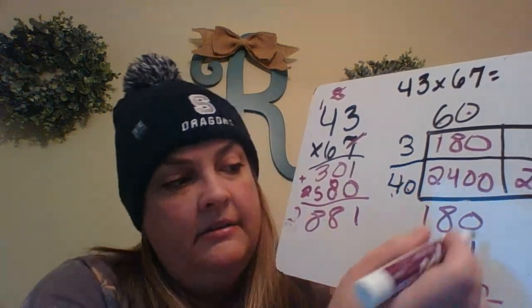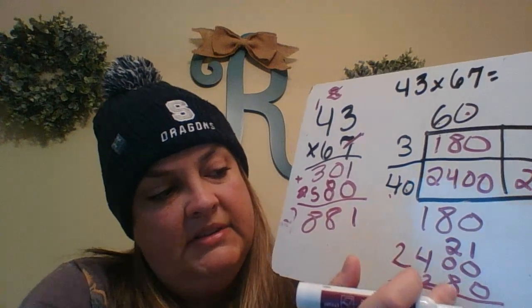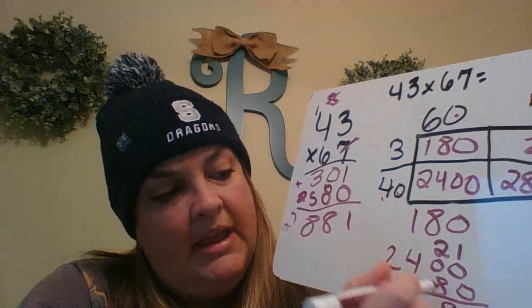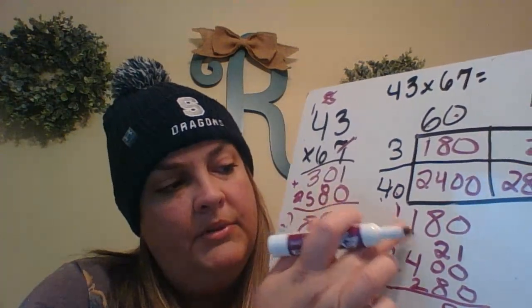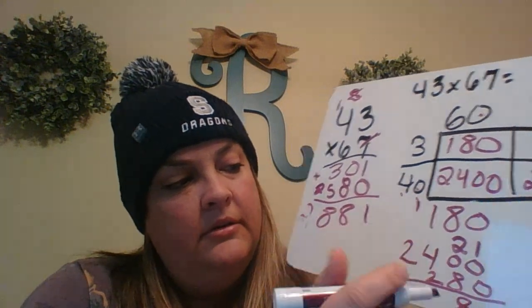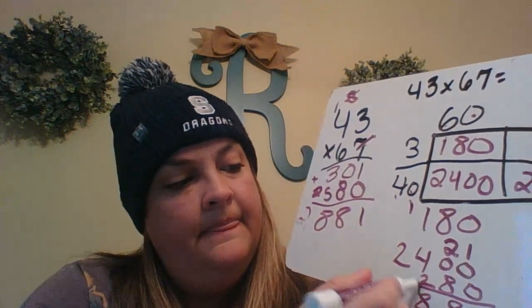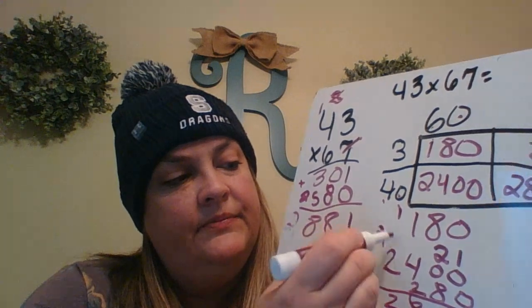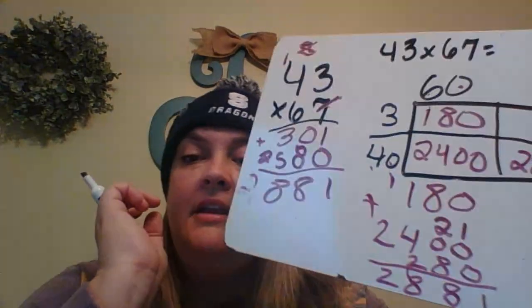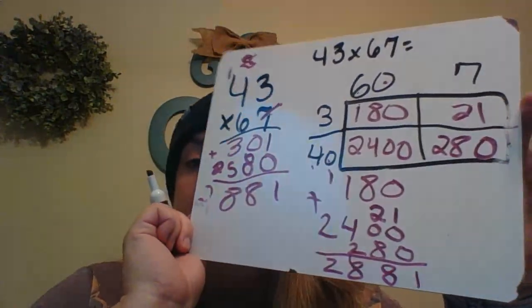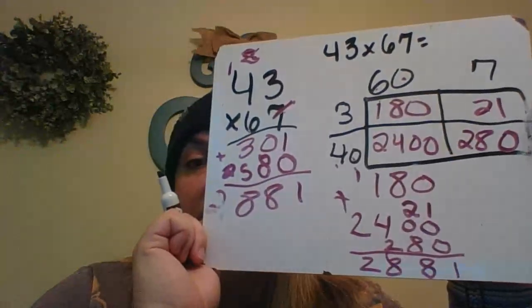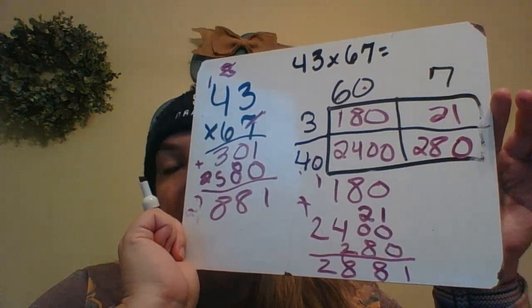All right, let's add it. I have 1. 8 plus 8 is 16, 17, 18. Put down my 8. Put up my 1. 1 plus 1 is 2. Plus 2 is 4. Plus 4 is 8. 2 plus nothing is 2. 2,881. Take a look. You're picking one of these strategies to use today on your math.